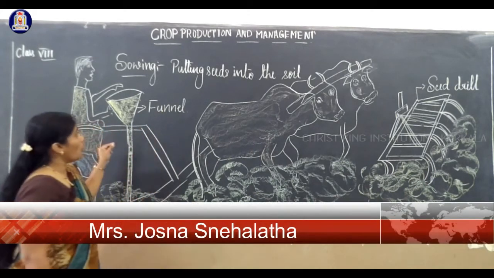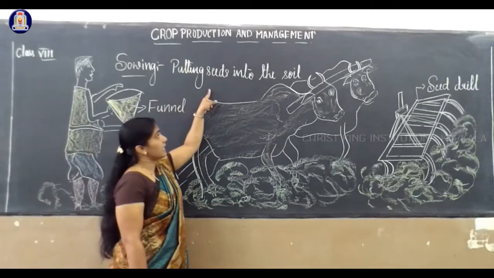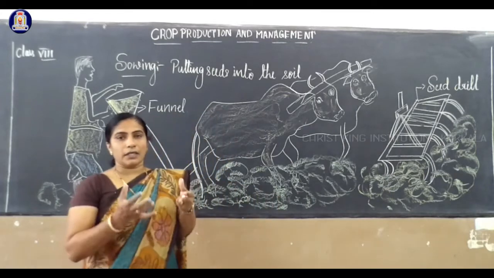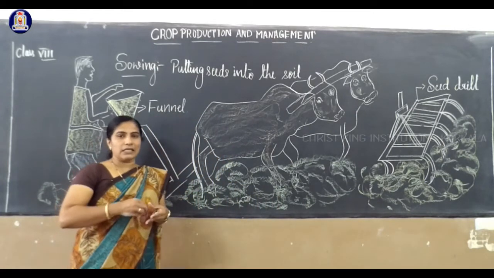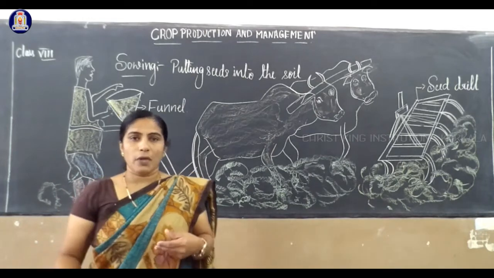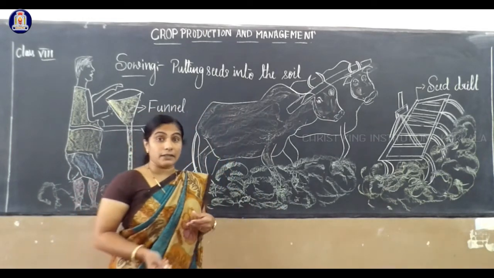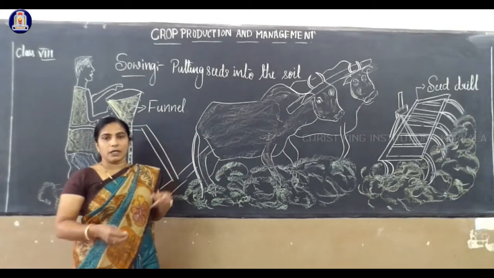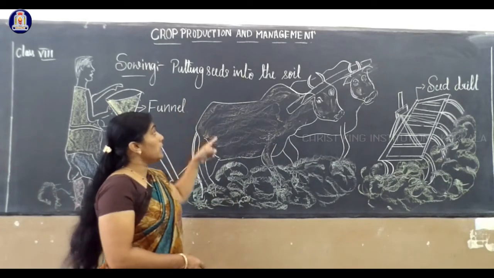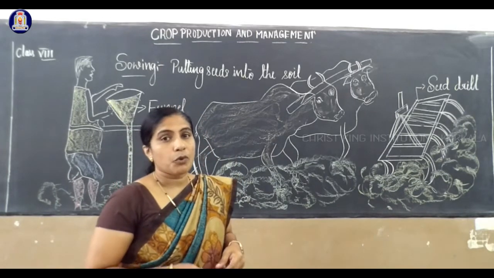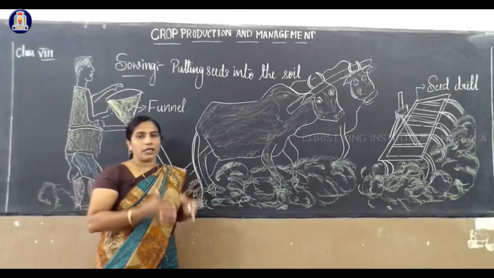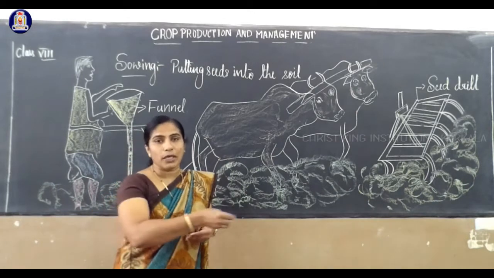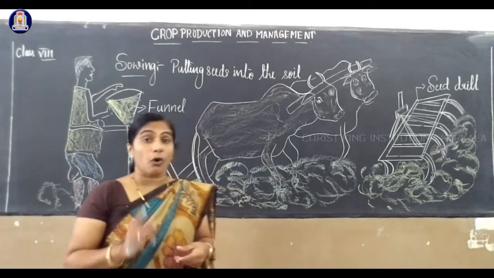Literally, sowing means putting seeds into the soil by different methods. For example, if a farmer carries a basket with the seeds and sows the seed, we have learned already in our previous class this one method of sowing manually. That is nothing but putting the seeds into the soil. If you are taking a basket of paddy seed or any other seed, you are sowing the seed manually throughout the field. That is called broadcasting.